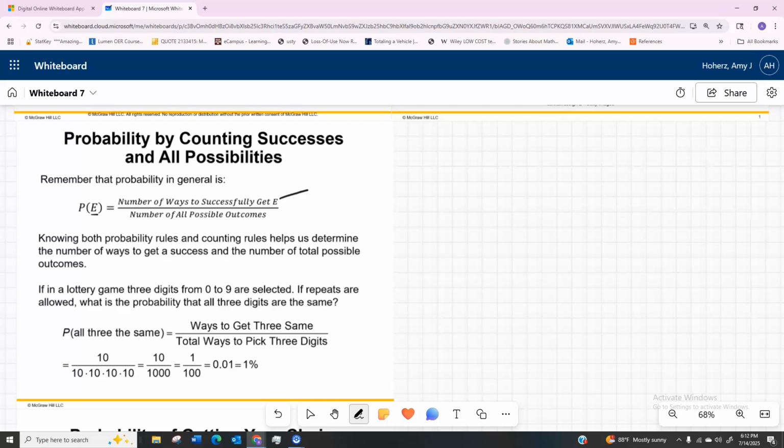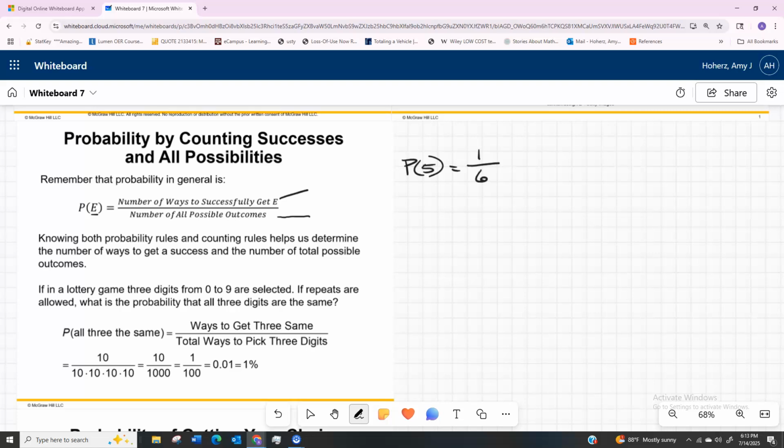So for something simple, if we're rolling a die, we might want, what's the probability of rolling a 5? 5 would be our event. And then on the bottom, we need to know the total of all possible outcomes. So if we're thinking about a die, we've got 6 sides to the die, so there's 6 possible outcomes. So one way to successfully roll a 5 out of 6 total ways.